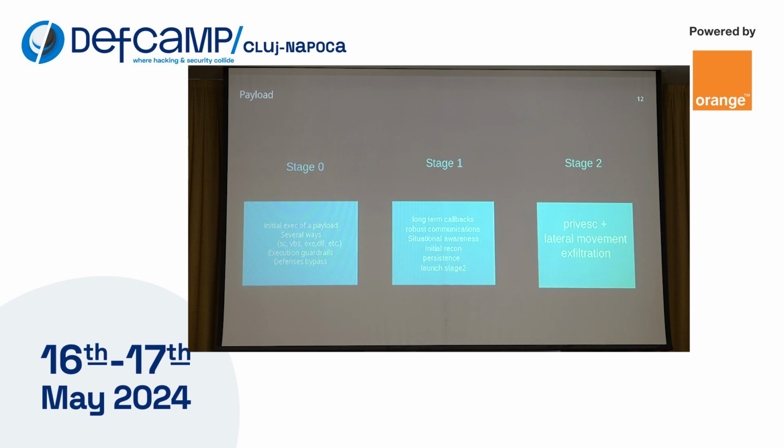In that, stage 1 will be responsible for initial payload execution. It should contain different forms, so you will be flexible. For example, you want to send an XLS macro, or you need to run it from a shellcode or web shell. So it should have different ways to launch your payload. And at the same time, it should have defense bypass mechanisms.